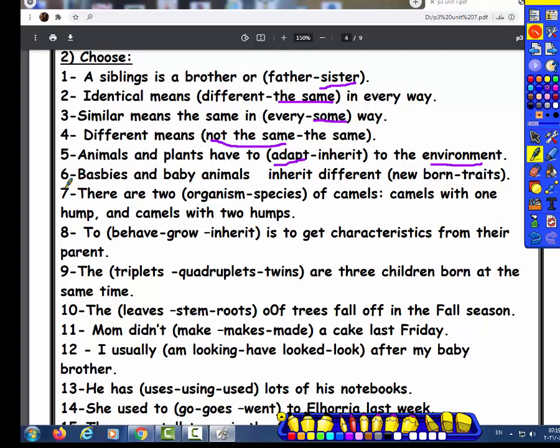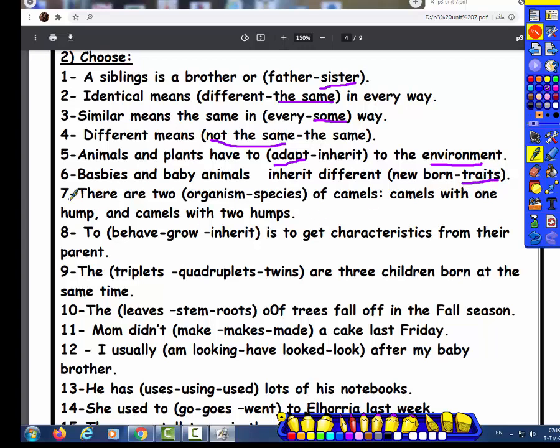Number 6. Babies and baby animals inherit different newborn or traits. We inherited what from our parents? We inherited traits. Traits means shape, color, and height. Also, animals and plants inherited what from their parents? Inherited traits. Traits include color, shape, and height.